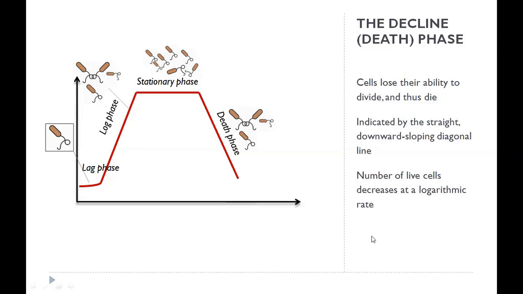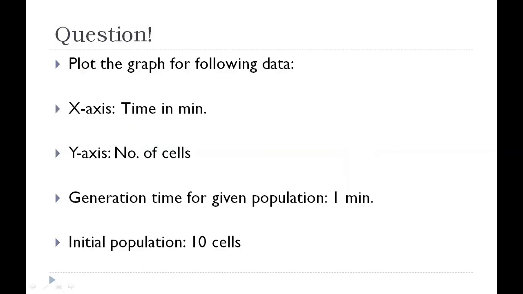Now next, after this, you have to solve this problem. So there is one question for you. Just note this down in your notebooks and try to solve this. You have to plot a graph for given data. On x-axis, you have to put time in minutes. On y-axis, you have to plot number of cells. The generation time for the given population is given as 1 minute, and the initial population is given as 10 cells. So use this data and try to plot a graph for this data.